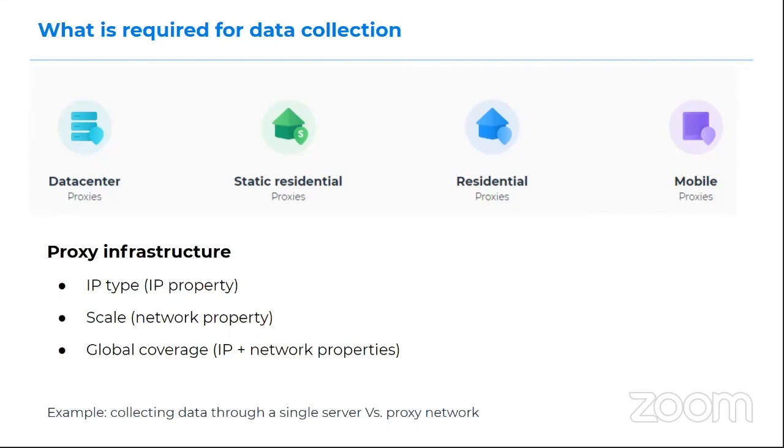And then also my data center IP, that server is in the US, so it's listed as a US IP. That means all the data I'm getting is data the way it's seen by a United States user. And if I need other countries, then I won't be getting that. Versus using a proxy network, where you can have the right IP type and you have scale. You also have the right global coverage.